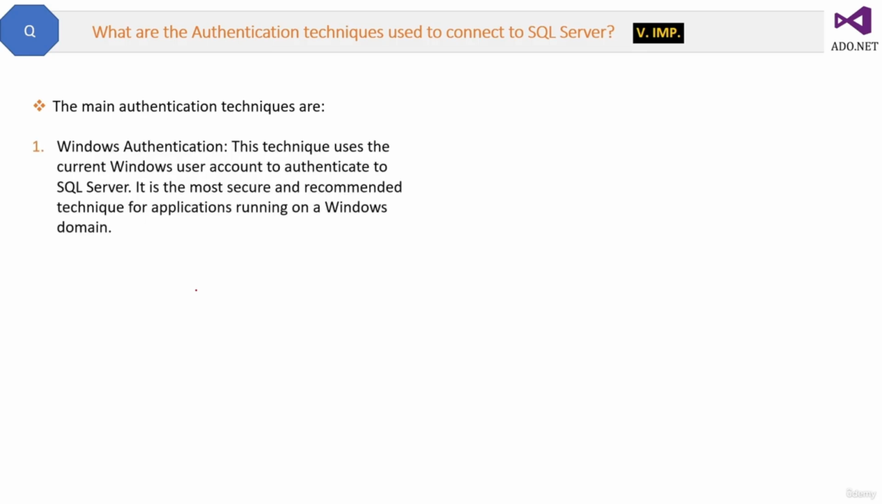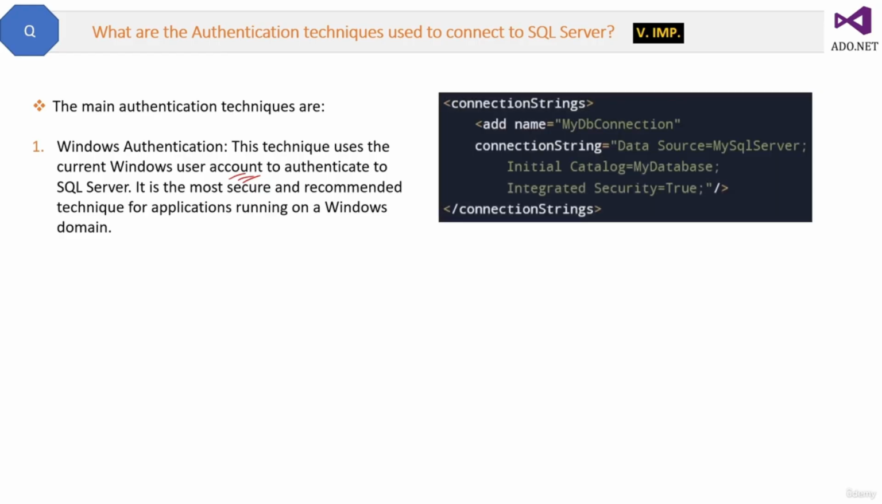First one is Windows authentication. This technique uses your current Windows user account to authenticate to SQL Server. It is the most secure and recommended technique for applications running on a Windows domain. If you are running the application on Linux, then that is not possible. Here you can see the setting for Windows authentication in the configuration file for the connection string. Here the integrated security equal to true parameter, if you put this, will enable Windows authentication for your SQL Server connection.